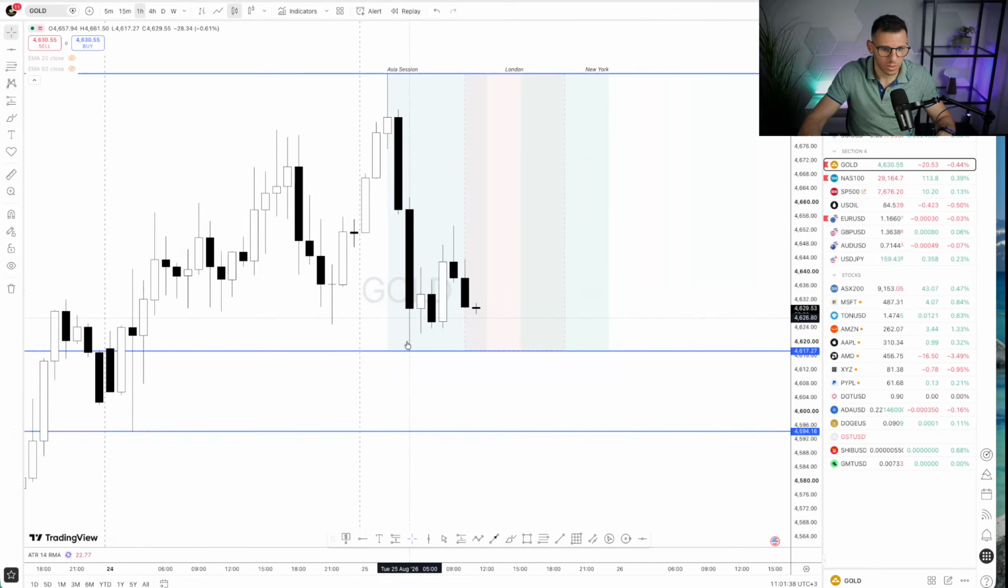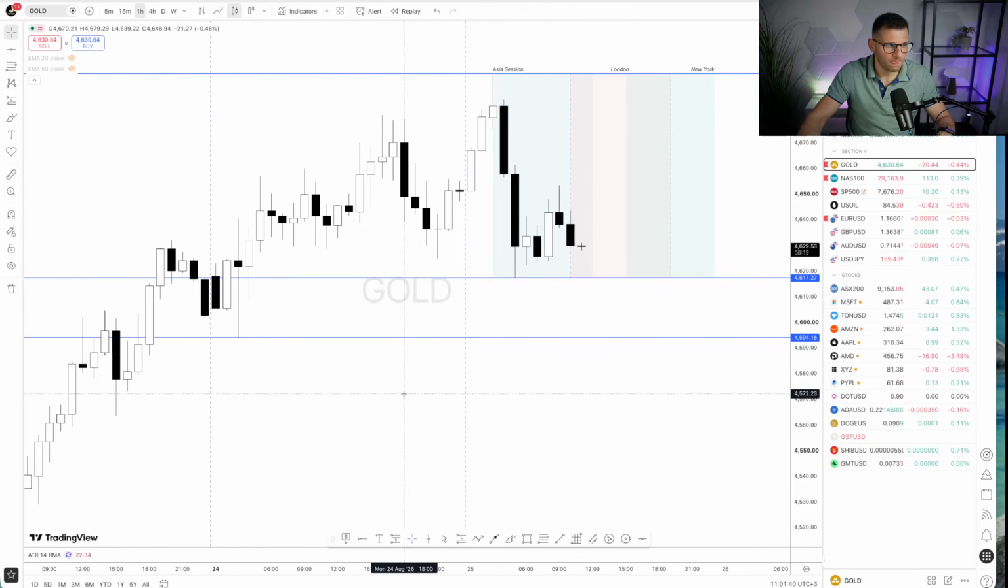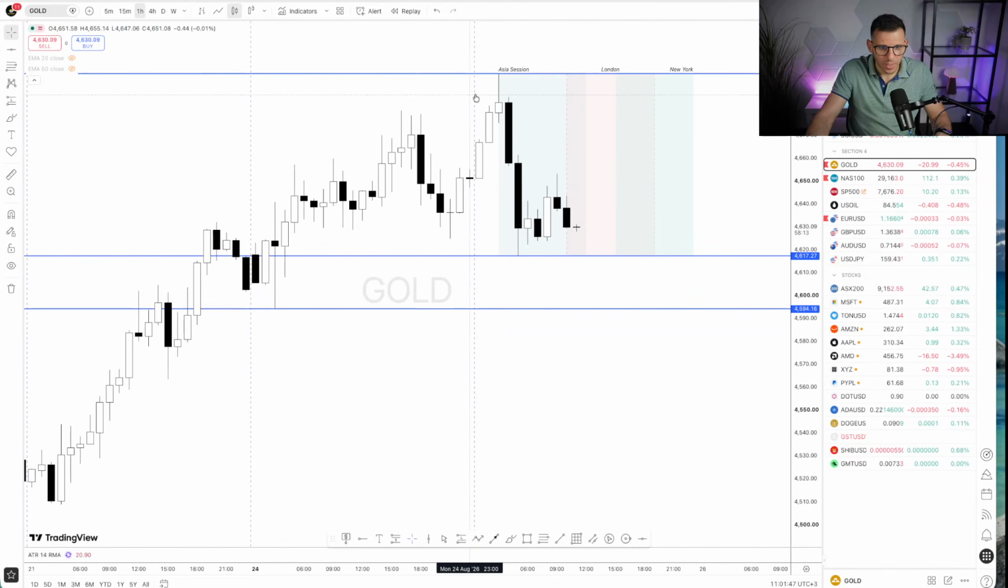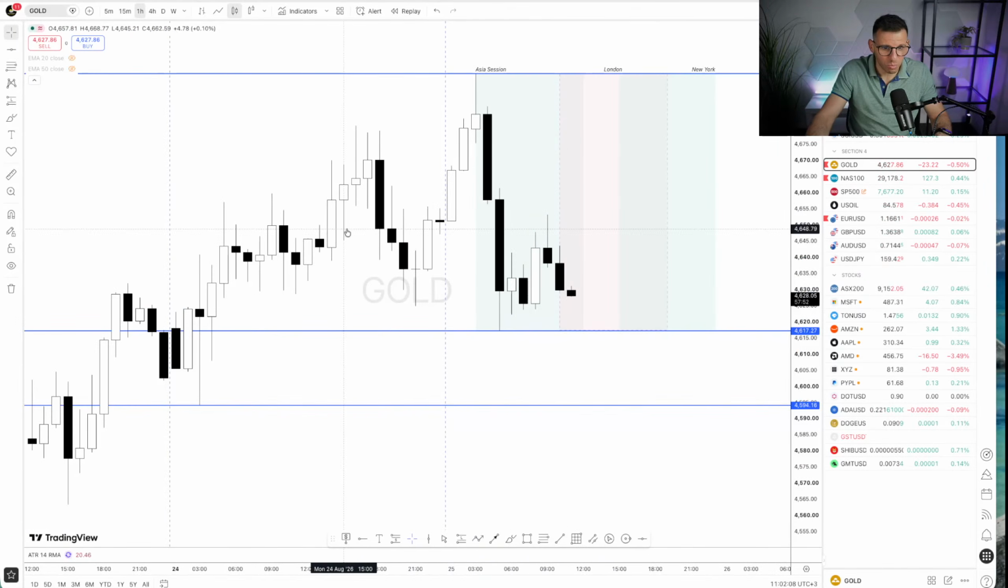Then we move down on the hourly. What do we have here on the hourly? The price made these higher highs and immediately made a lower low. So since then, every move is within this range, and that becomes an interesting area because even this bullish engulfing didn't push the price up, which means the market is more bearish than bullish.